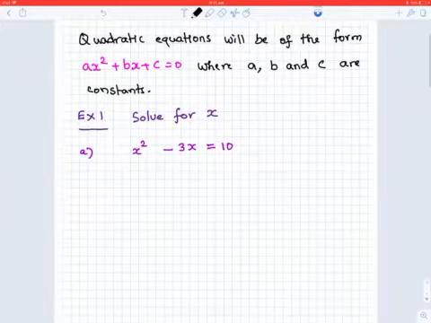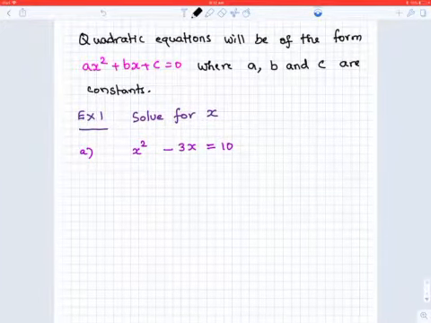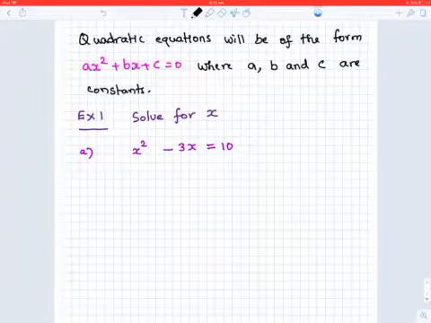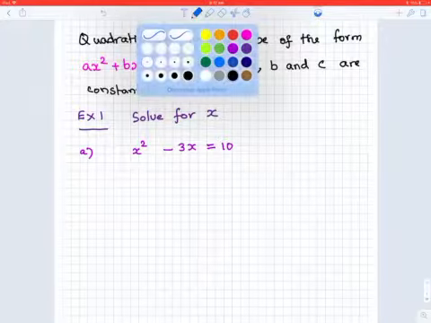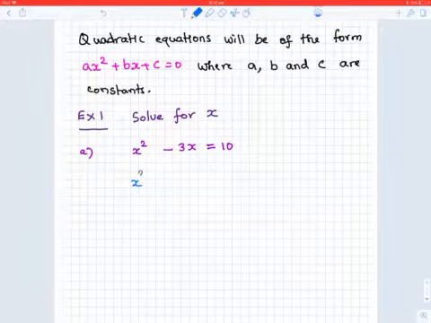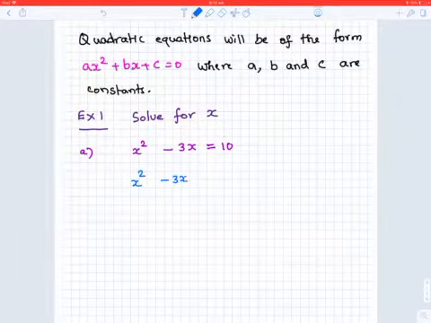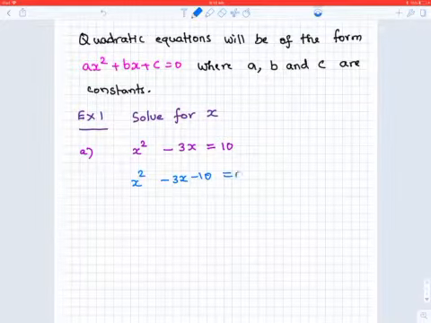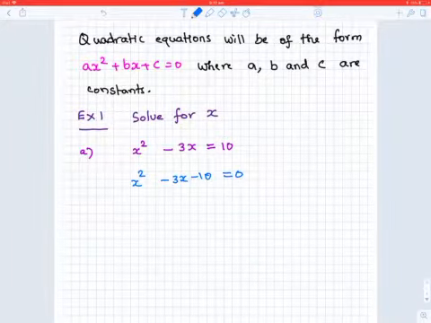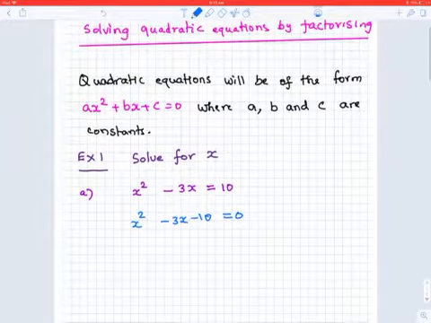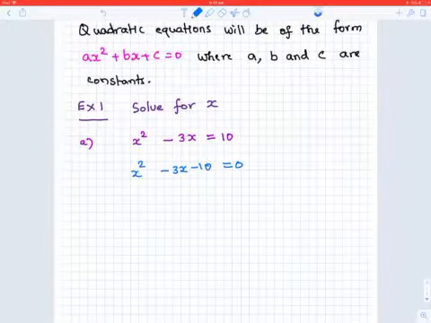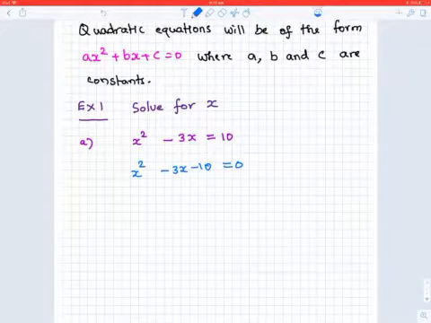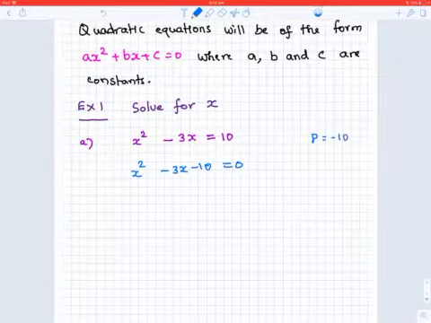Okay, we'll start with the first question. Solve for x. The question is x squared minus 10x equal to 10. The first thing you need to do is get ax squared plus bx plus c equal to 0. Maybe bring the 10 to the left hand side. So when you do that, you're going to get x squared minus 3x minus 10 equal to 0. This is my equation.